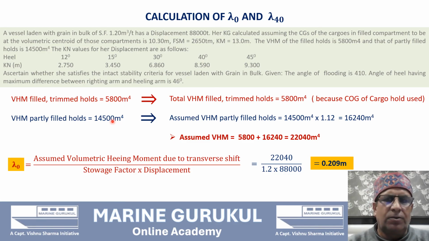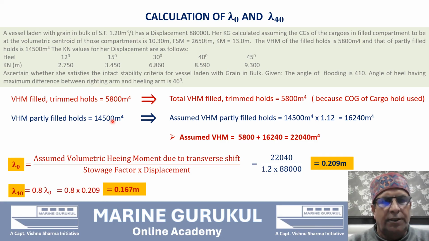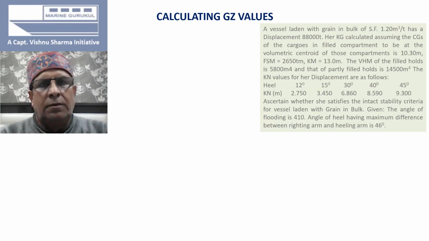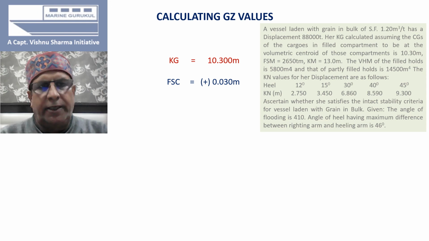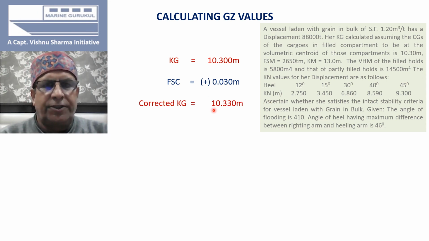Having got lambda 0, we can get lambda 40 now, which is 0.8 times it, equal to 0.167 meters. Now we calculate the GZ values. KG 10.3, FSC 0.030. We add them, we get corrected KG or KG fluid. This 10.330 meter corrected KG will be used for getting the GZ values.